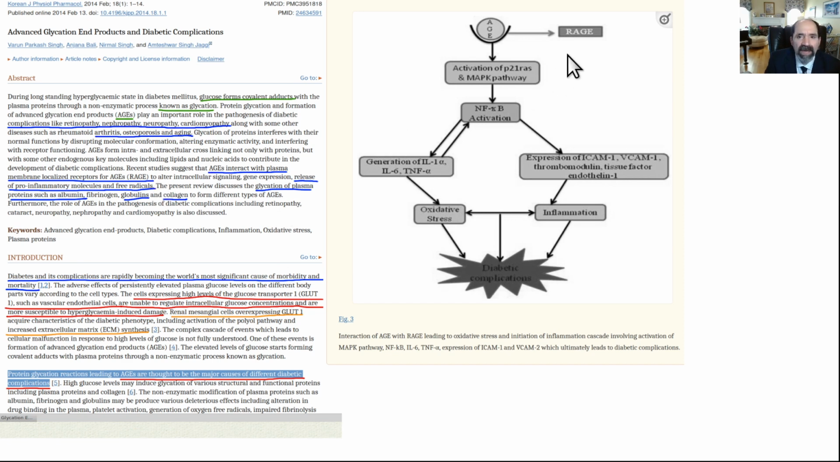Once they've activated the receptor for advanced glycation end products, the RAGE receptors, it will then activate additional inflammatory pathways, something called nuclear factor kappa B, which changes gene transcription and produces all these inflammatory secondary messenger molecules. It does everything bad, makes your blood vessels more prothrombotic, prone to clotting. Oxidative stress can damage DNA and other tissues. It causes inflammation. And then here's an interesting statement. Look at this. Diabetes and its complications are rapidly becoming the world's most significant cause of morbidity and mortality.